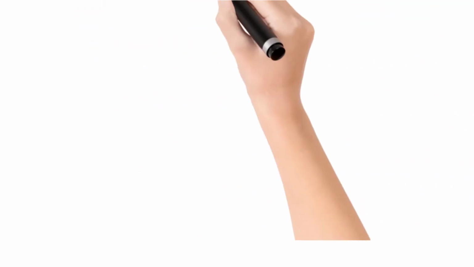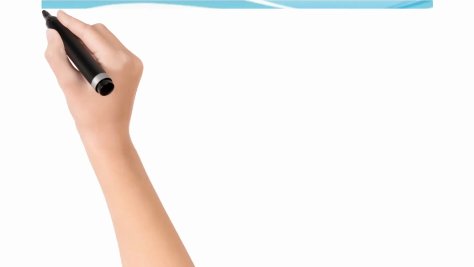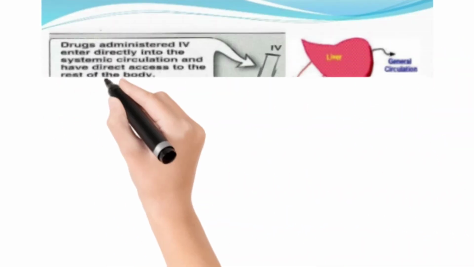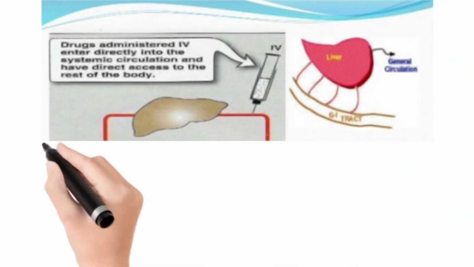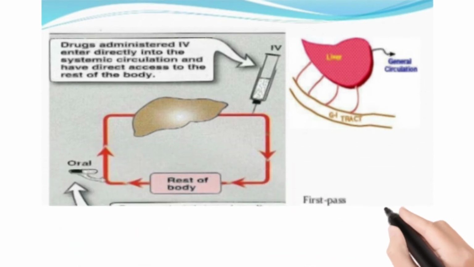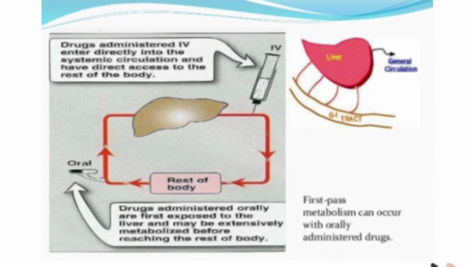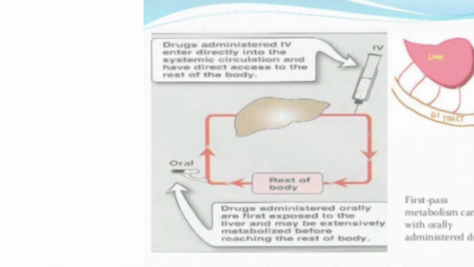Now look at another diagram. Here again it shows the first pass effect. Look at the left side: through the oral route, through the GIT, first the drug comes to the liver, then from the liver it is metabolized and then goes to the general circulation.